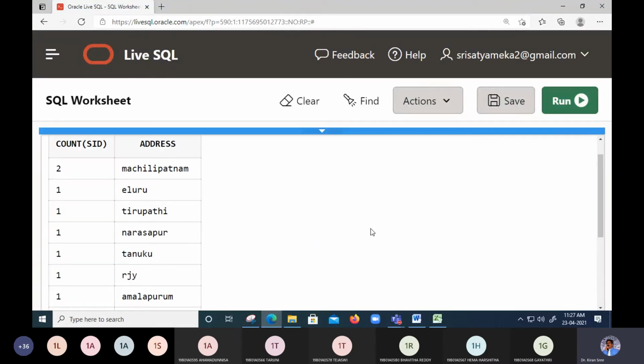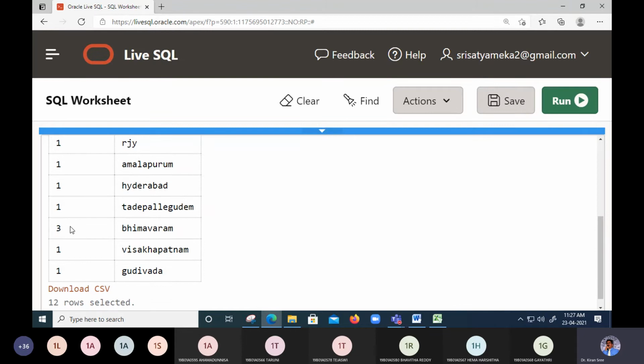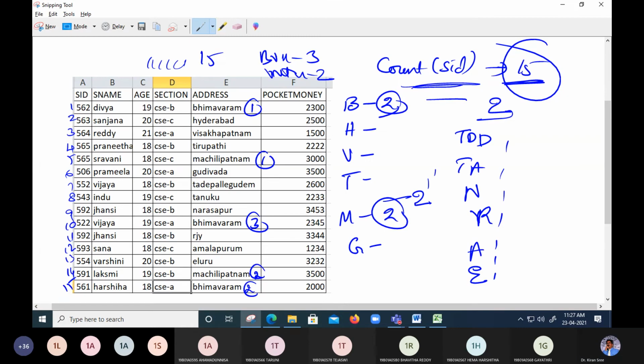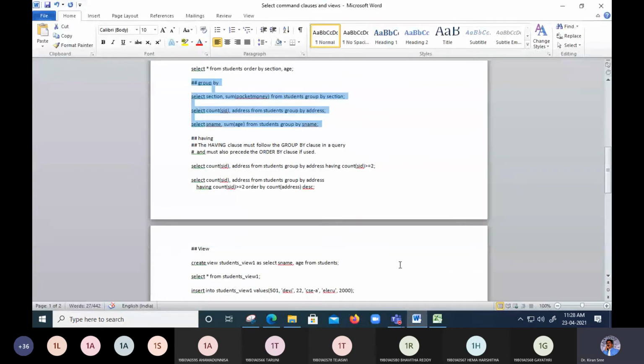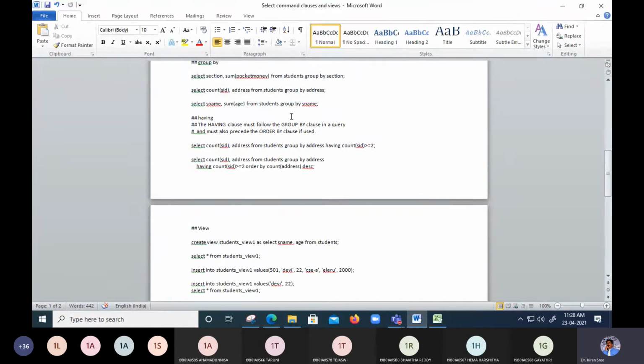Now you can see this. How many occurrences for Machilipatnam? 2. How many occurrences for Bhimavaram? 3. So we are now working on counts, and count is going to give you the place based upon the occurrence. Next one, let us work on having at this point.